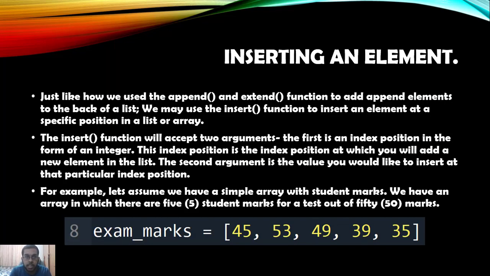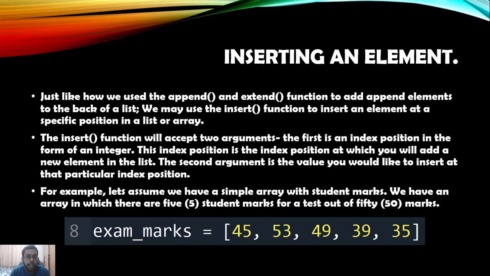Inserting an element. Just like how we use the append and extend function to add and append elements to the back of a list, we may make use of the insert function to insert an element at a specific position in a list or array. The insert function will accept two arguments. The first is an index position in the form of an integer. This index position is the index position at which you would like to add a new element in the list. The second argument is the value you would like to insert at that particular index position.